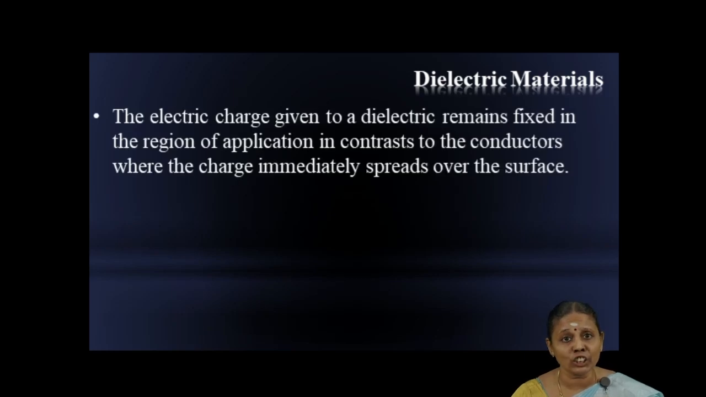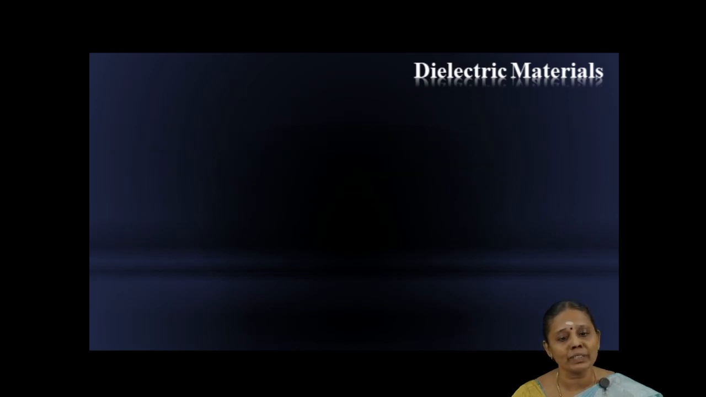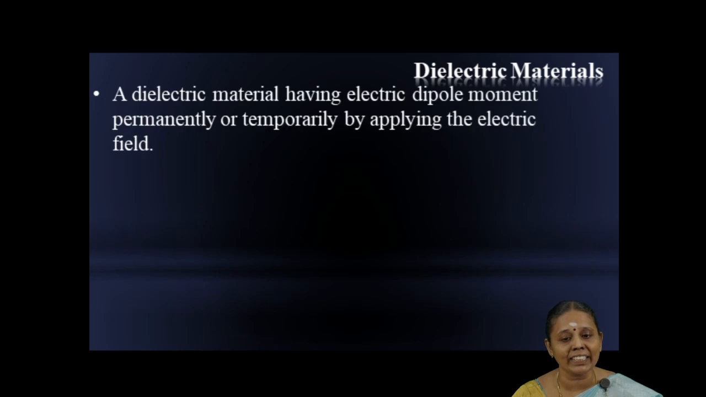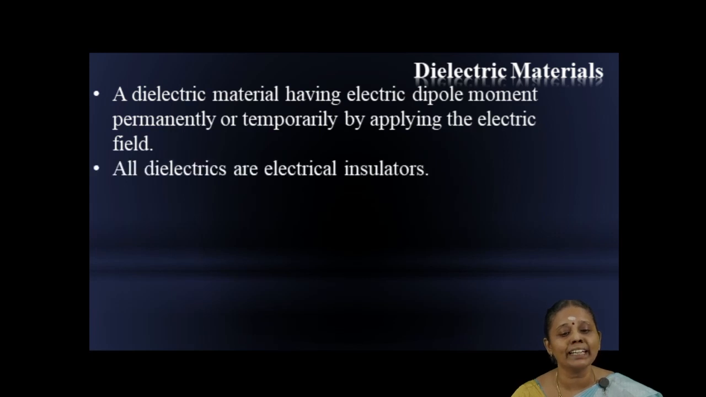Then, the electric charge within the dielectric material remains fixed in the region of particular applications, whereas in the case of conducting materials, the stored charge immediately spreads over the surface. Apart from this, dielectric materials have a dipole moment. Yes, an electric dipole moment, permanently or temporarily when we apply a field to that material. So therefore, the dielectric material is an electrical insulator.